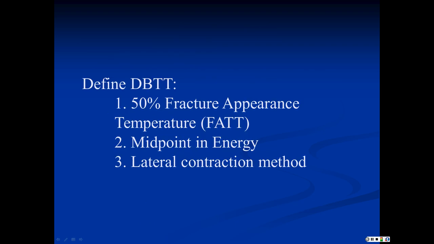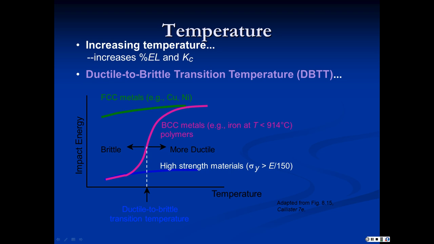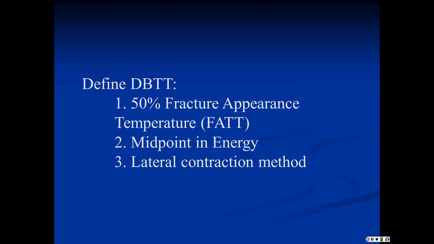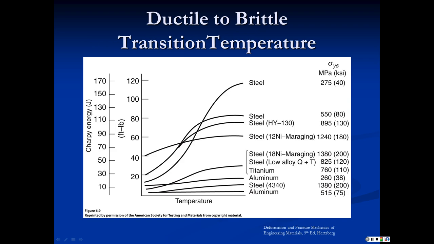So we're going to define the transition temperature one of three ways: fracture appearance temperature, midpoint in the energy, and the lateral contraction midpoint. Now, midpoint in energy would simply be to say, all right, where are we halfway between these two plateaus? Here we are. Okay, that's the ductile to brittle transition temperature. So that's the simplest way. And you're going to see graphs like this.